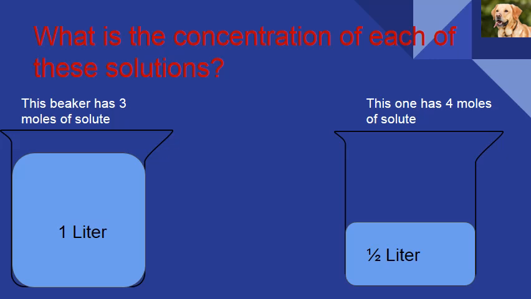Now if we look at these two solutions, the one on the left has 3 moles of solute and 1 liter of solvent. If we divide 3 moles by 1 liter, we get 3 molar. That is the concentration of that solution. The one on the right has 4 moles of solute and half a liter of solvent. If we divide these two, 4 moles divided by half a liter, we get 8 molar. That is the essence of how concentration works using molarity.